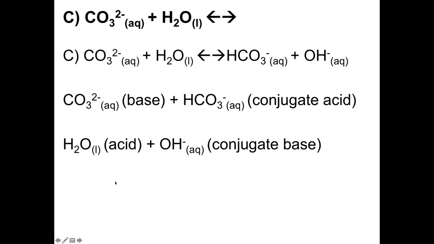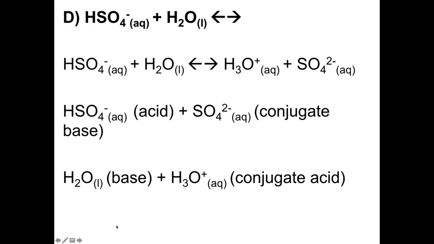For C, we have CO3 2 minus and H2O. This is the base and this is the acid. So the hydrogen is going to leave the water and go on to the carbonate. And then you'll be left with HCO3 where the charge goes to minus 1, and OH minus. So carbonate, CO3 2 minus, and HCO3 minus are the base and conjugate acid, and then the acid is going to be water. OH minus will be the conjugate base.